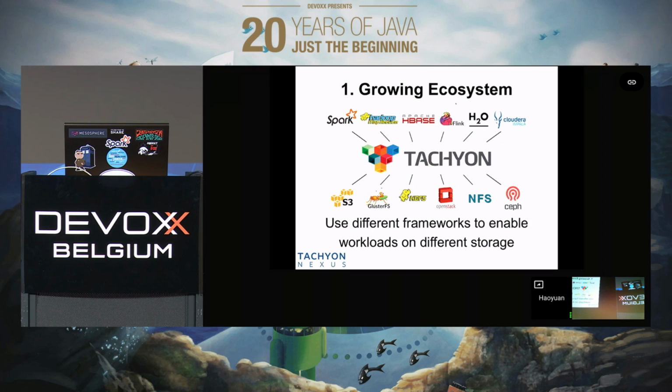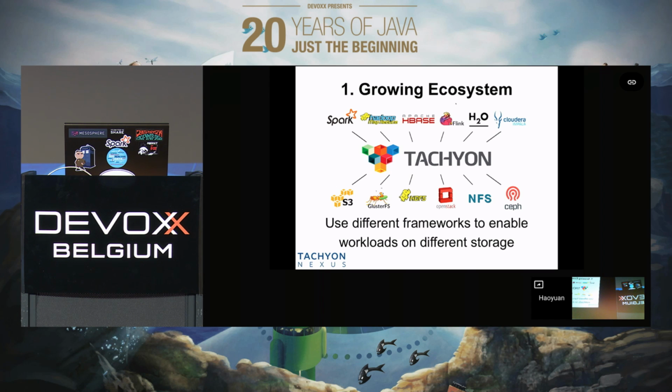So first of all, it's a fast-growing ecosystem. Now you can use different frameworks on top of Tachyon and also enable workloads on different storage. What does this really mean? For the underlying storage layer, the benefit of using Tachyon is, first of all, that it enables new workloads you can run on top of different storage. Secondly, it boosts the performance significantly. That's the benefit to the lower layer.